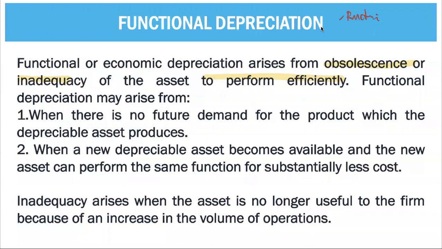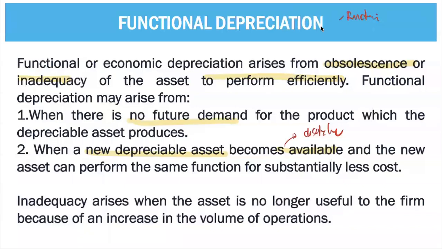So functional depreciation may arise, first, of course, if your PPE is used and there is no more future demand for the product that you use that depreciable asset for. For example, machinery. If you have a machinery to produce a particular product and then suddenly that product is no longer demanded, it is already considered depreciated based on your function. Next, when a new depreciable asset becomes available, your asset is already considered obsolete because there is a new one that can perform more efficiently than your old asset.